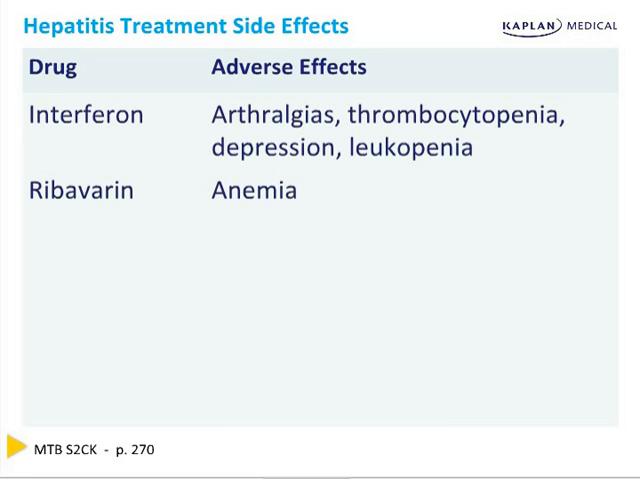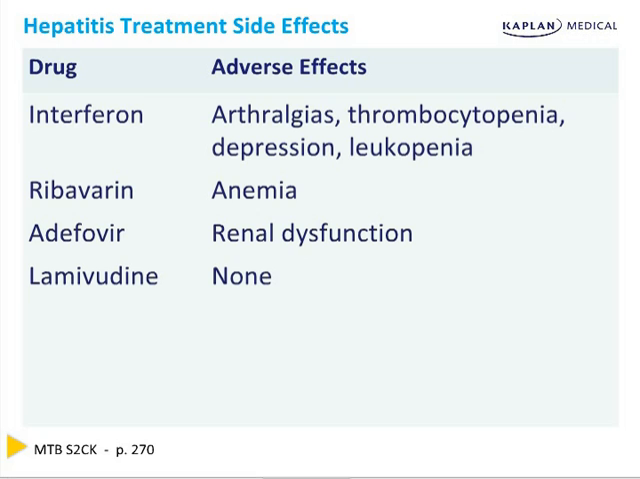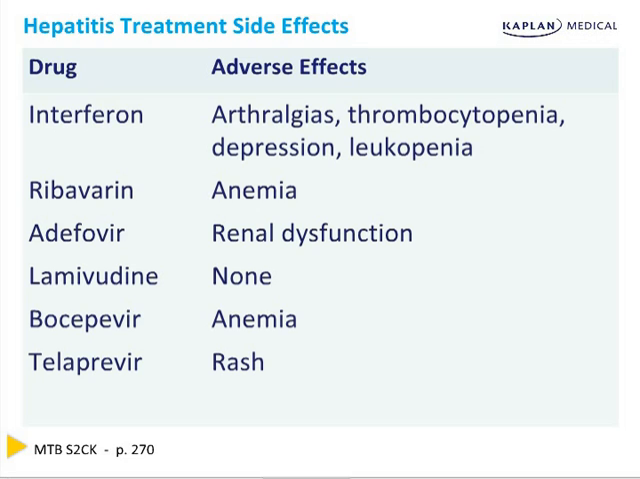Ribavirin will give you anemia. This is one of the most common findings. Adefovir will give you renal dysfunction. Lamivudine has no adverse effects. Boceprevir gives you anemia, and telaprevir will give you a rash. So consider anemia. Ribavirin and boceprevir both do it, so it'll be augmented in patients with hep C.